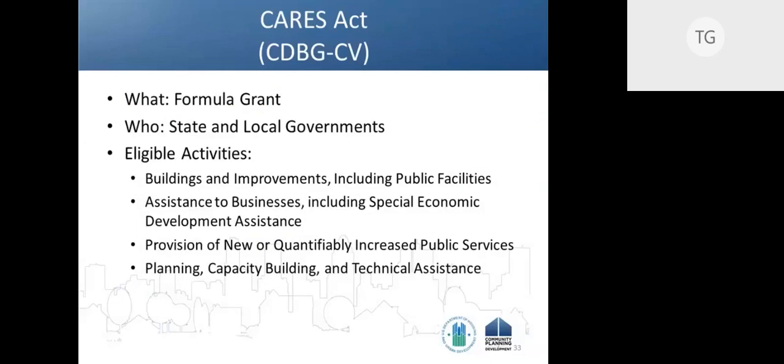That's really a big deal because the original CDBG program has a 20% cap on public services. That cap has been totally removed. Also, it provides funding for planning, capacity building, and technical assistance. And all of these activities are geared towards the activities that the state and local government deems necessary to address the COVID-19 pandemic.